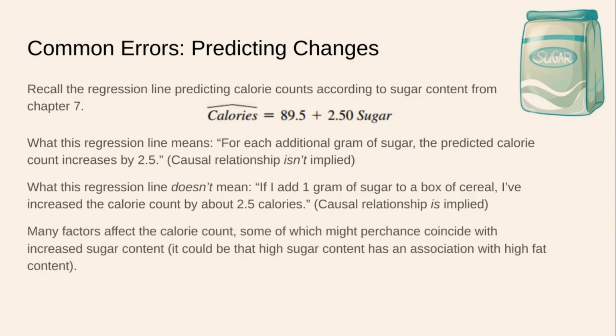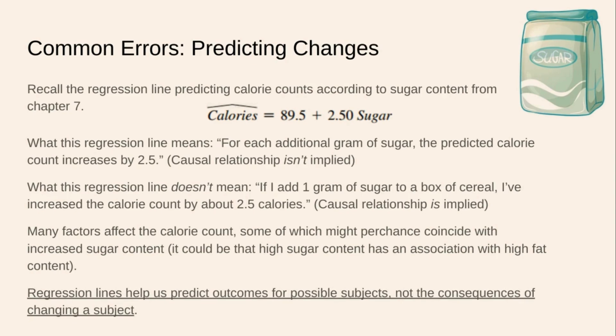What's wrong with that? Many factors affect the calorie count, some of which might perchance coincide with an increased sugar content. What I'm saying is that there may very well be a lurking variable, all right? Unless your cookie is made of pure sugar, which is highly unlikely, then the sugar content may be one thing that affects the calorie count, but there could be others. There could be a lurking variable. It could be that high sugar content has an association with high fat content, and fat content is also going to affect the calories.